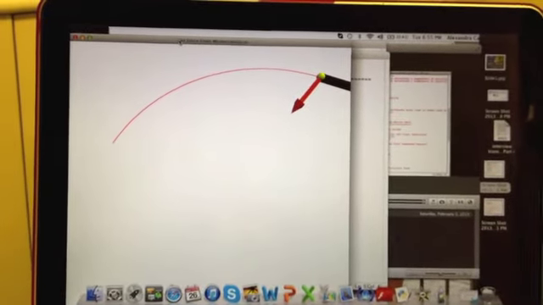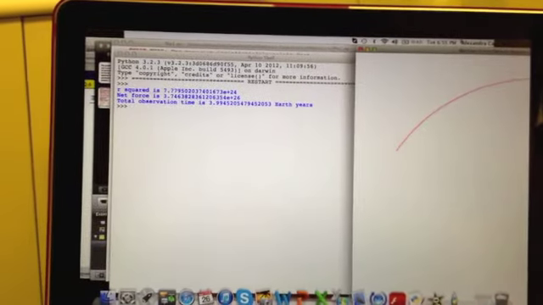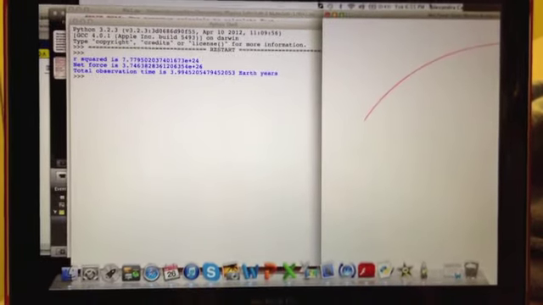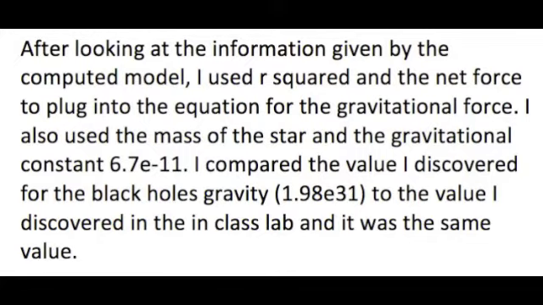So there's my model with the new data, and there is the print results. After looking at the information given by the computed model, I use r squared and the net force to plug into the equation for the gravitational force. I also use the mass of the star and the gravitational constant 6.7 e to the negative 11th. I compared this value and I discovered for the black hole's gravity, which I found to be 1.98 e to the 31st, to the value that I discovered in the class lab, and it was the same value.